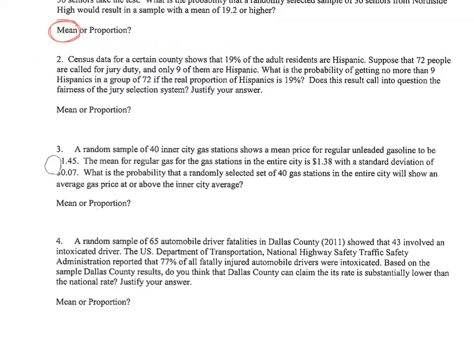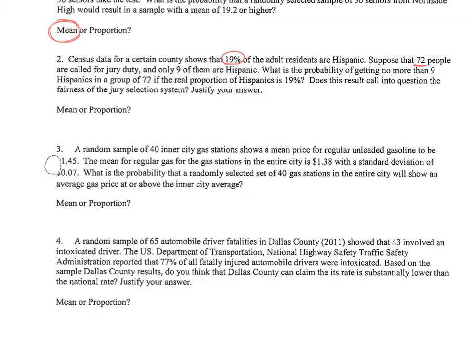Problem number 2 says, census data for a certain county shows that 19% of adult residents are Hispanic. So the whole county, 19% of those adults are Hispanic. So that means in order to have a representative sample of Hispanics on a jury, what proportion of Hispanics would I want on the jury? Also somewhere close to 19%, especially if I had a Hispanic defendant. All right. So here's what's happening.